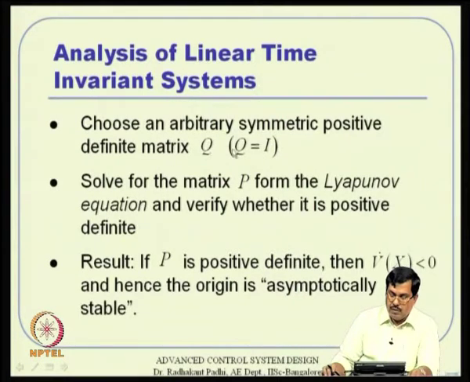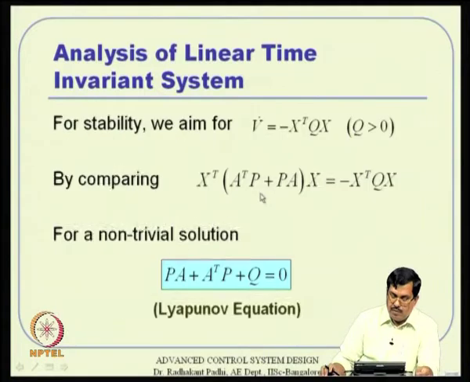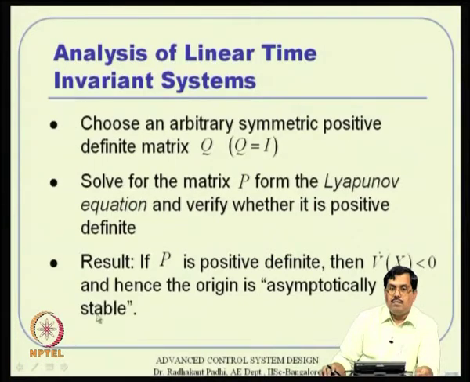So you can choose an arbitrary symmetric positive definite matrix Q. If I can select any matrix, I will select the identity, and then solve for the P matrix from the Lyapunov equation. Then we check just one time whether the P solution that pops up is positive definite or not.